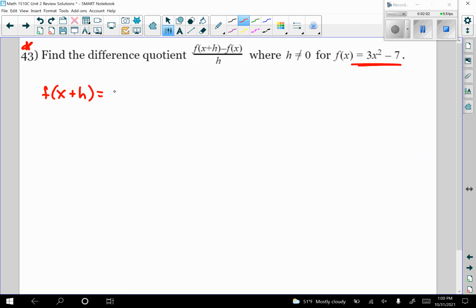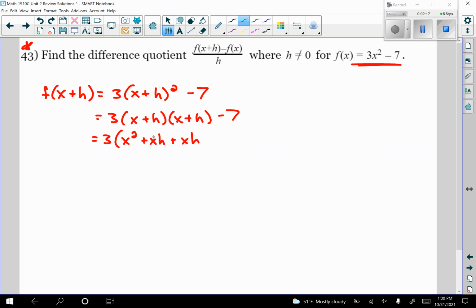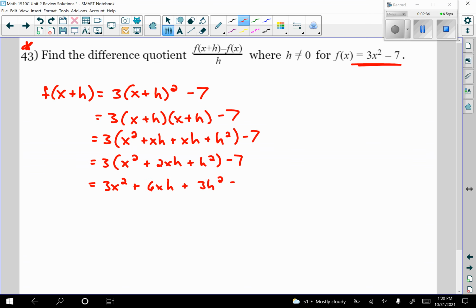Well, here's f of x, so we would get 3 times the quantity x plus h squared minus 7. So if I square x plus h times x plus h, before we distribute the 3, we'll get x squared plus xh inside and outside here, plus h squared minus 7. So we get 3 times the quantity x squared plus 2xh plus h squared. Now we can distribute the 3. We'll get 3x squared plus 6xh plus 3h squared minus 7. So that's this whole first part we just found separately.